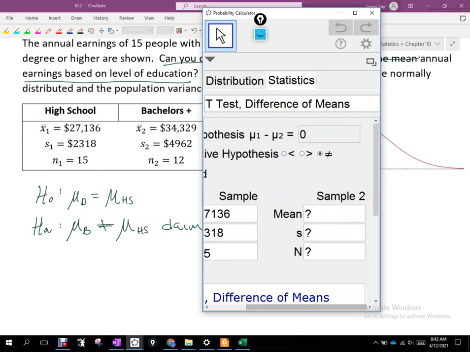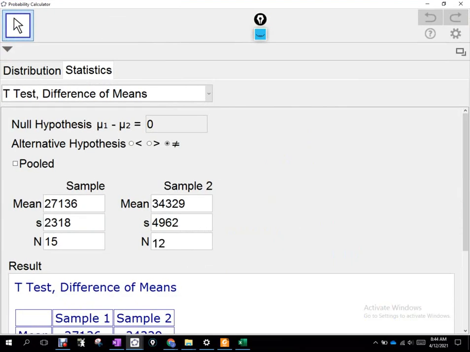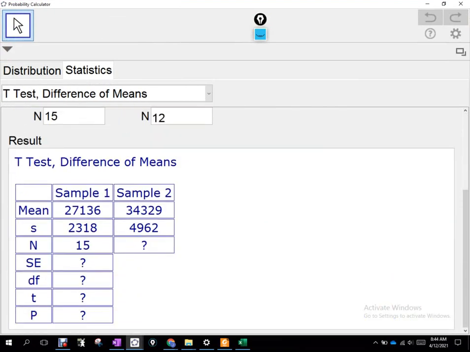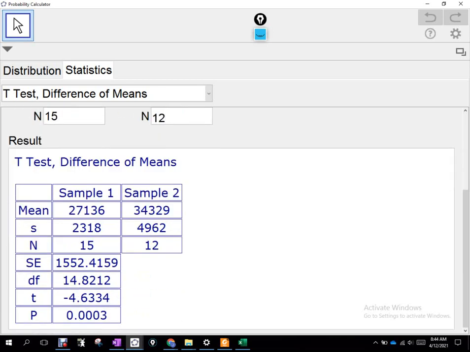Then we're going to go to our bachelor's and type in 34,329, 49,62, and then size of 12. Once you type that all in, I have to hit enter, and it will calculate your information for you.